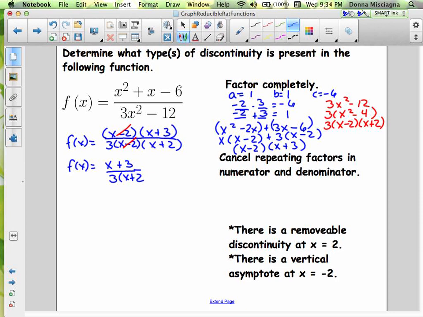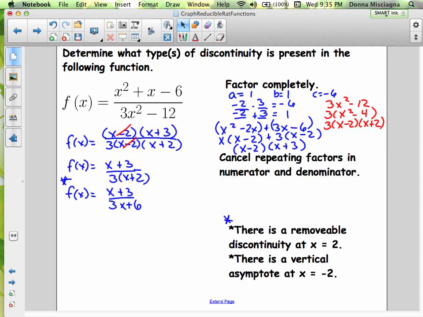And we can distribute the 3 if you'd like. Maybe it makes it easier to find the horizontal asymptote. So f of x equals x plus 3 divided by 3x plus 6. All right, so that's the function we're going to work with, the reduced one. But we're going to remember that we canceled an x minus 2 because that's going to create a hole. I have it written over there, but I'll write it over here as well.